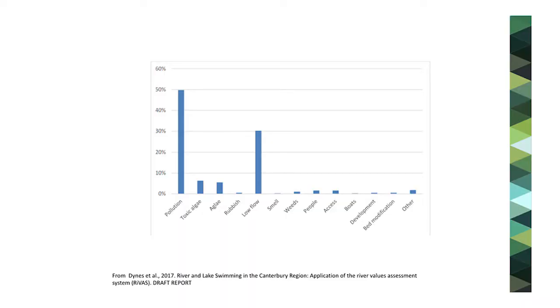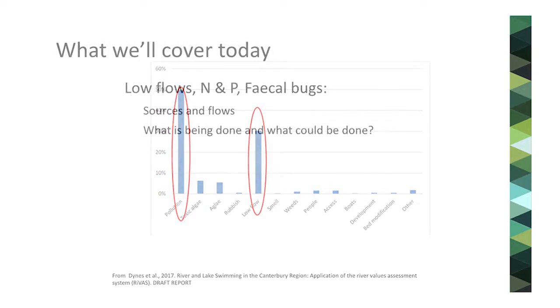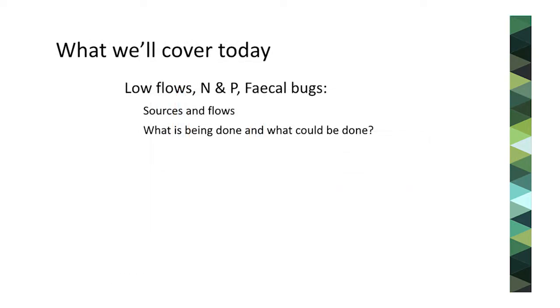And what we see, is it this one? What we see is the main reasons given are pollution and low flows. So problems with water quality and problems with water quantity. So this is what I'm going to focus on in terms of what can be done, what's being done, what can be done for water quality and water quantity in the region.